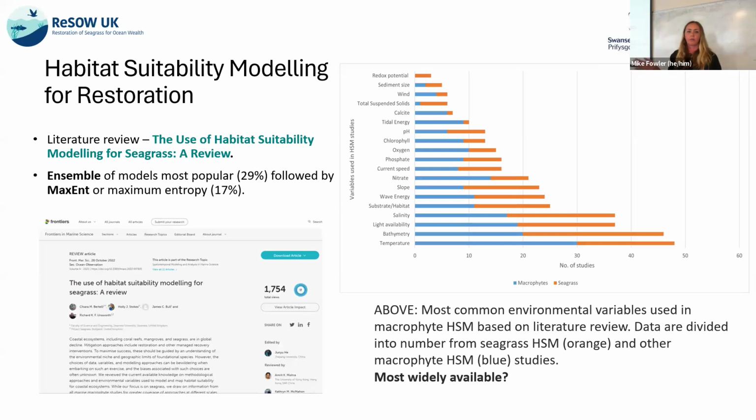And then this graph just shows some of the most common environmental variables used in habitat suitability modelling for macrophytes. The blue shows the macrophytes overall, and the orange are just the seagrass studies. But we also found that these could be just the variables that are most widely available. So they're not necessarily the most important. Quite often they are, but they might be just the most widely available variables, which is why they've been chosen.